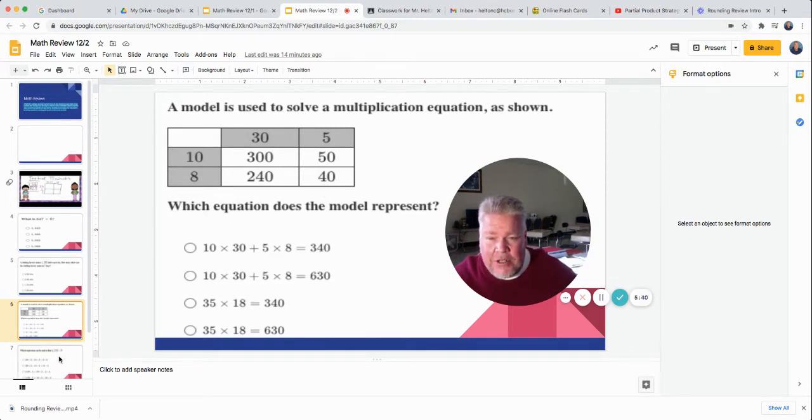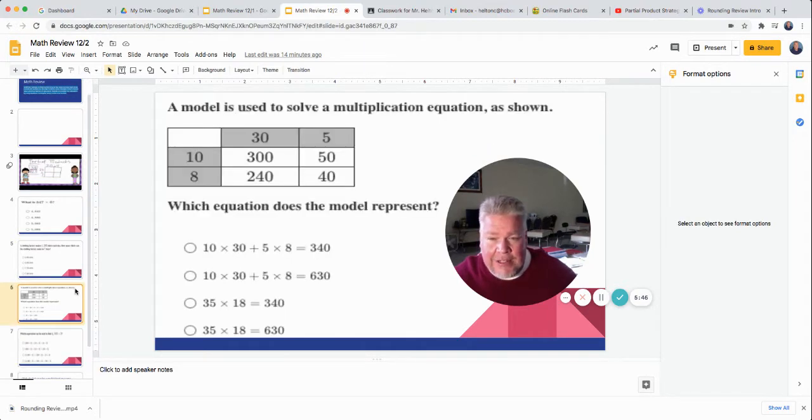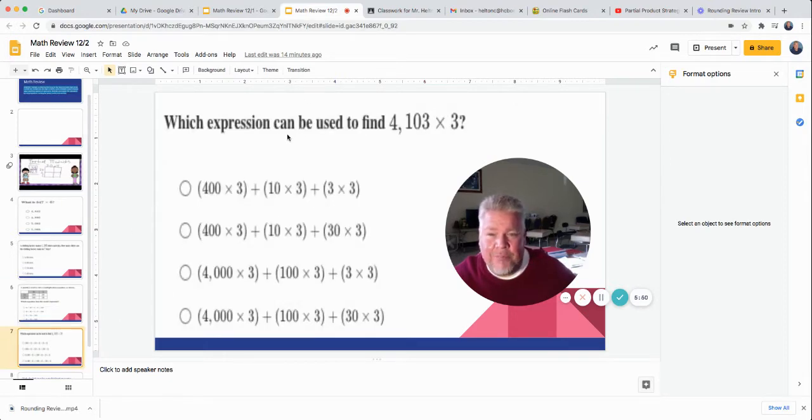The next question on the benchmark is very similar to that one. It's just kind of written differently. If you'll remember, we had a lesson where we had to do the questions like this. So what this is saying is, what expression can be used to find 4,103 times 3? It's not even asking for the answer. It wants to know, how could you break this problem apart to find the answer.